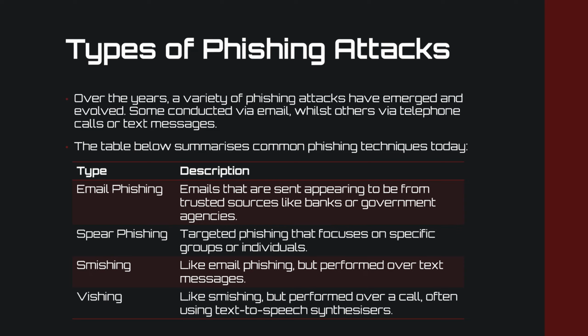In the first row there, we have a phishing technique known as email phishing. And this is one of the oldest techniques of phishing that takes advantage of electronic mail, or email. An attacker will typically send an email that will appear from a trusted source, like a bank or a government agency, containing some attachments or links to external resources.